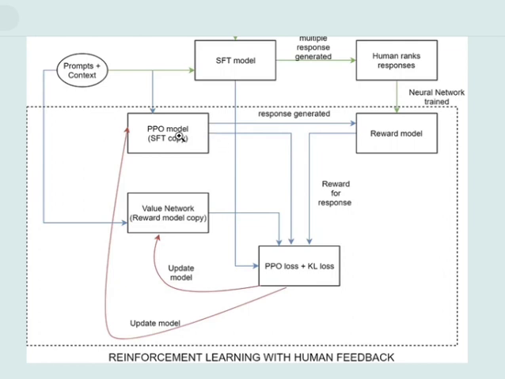The PPO model generates a response for a prompt given the context as well. This response is fed to the reward model to get a reward, and eventually using the PPO model, value network, reward model, and SFT, we calculate PPO loss plus KL loss, and then using backpropagation, we update the value network and the PPO model. Eventually, this PPO model becomes our ChatGPT.